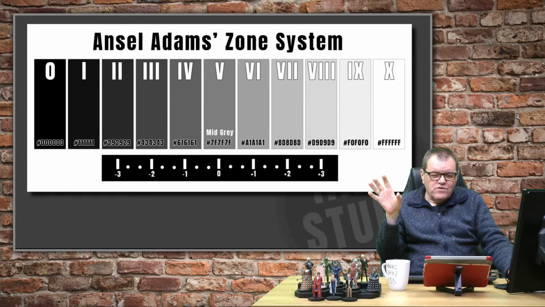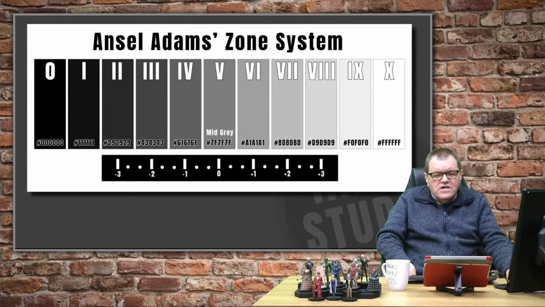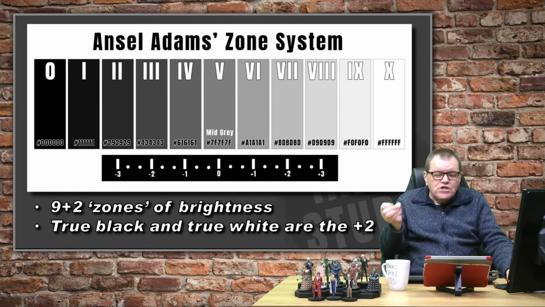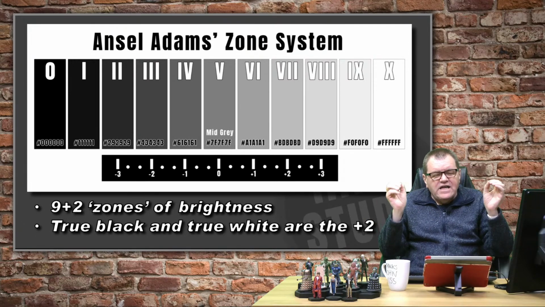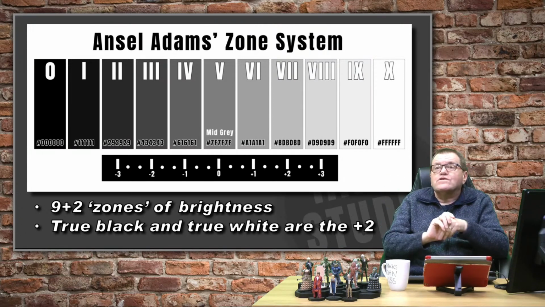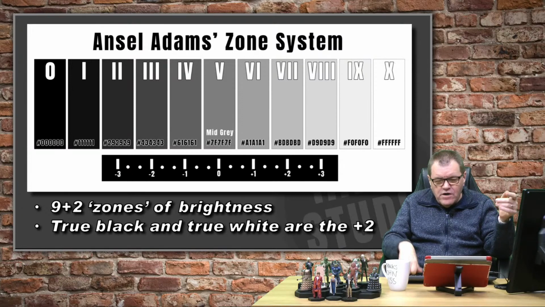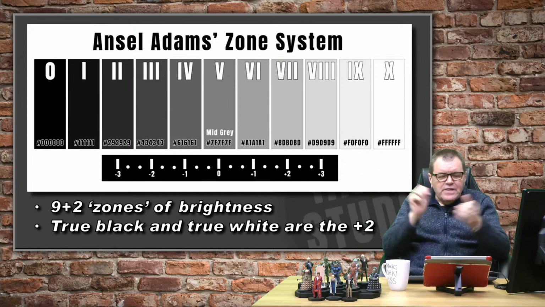Right, so here's the zone system. What he did was he divided the full range of brightnesses up into 9 + 2 zones. And the +2 are the true black and true white. And if you want to think of that in the digital world, I've put the hex codes for them on the chart. So 0 is 0000, and 10 is FFFFF on there.